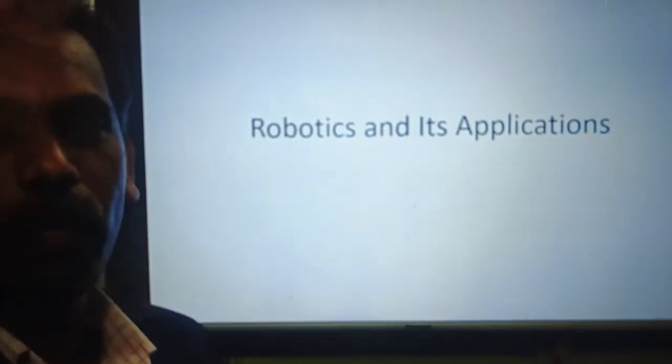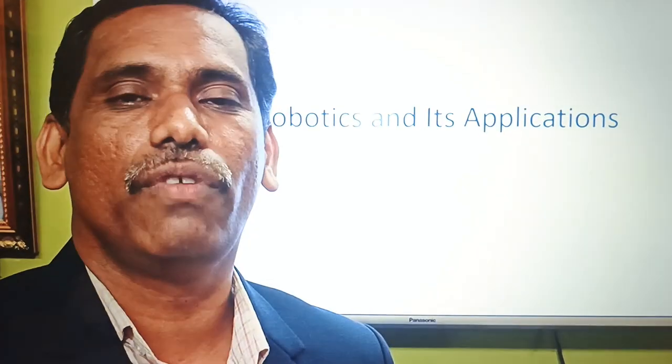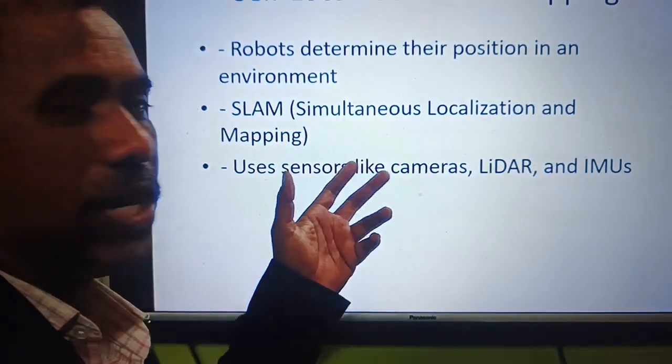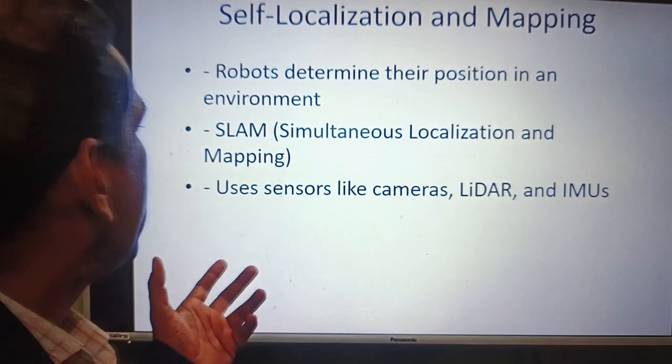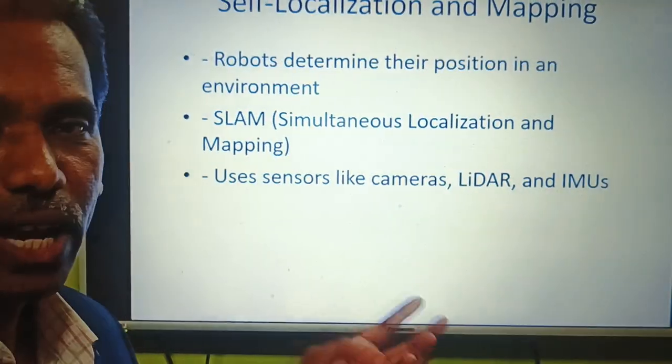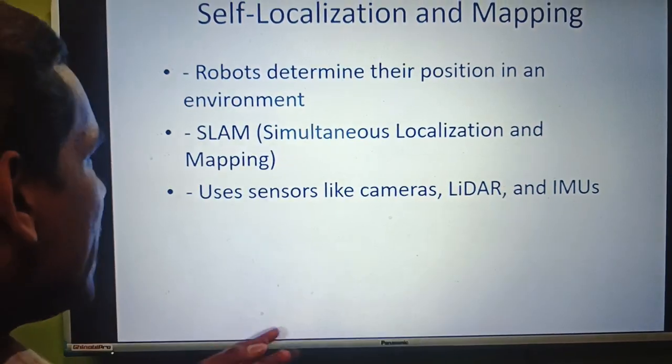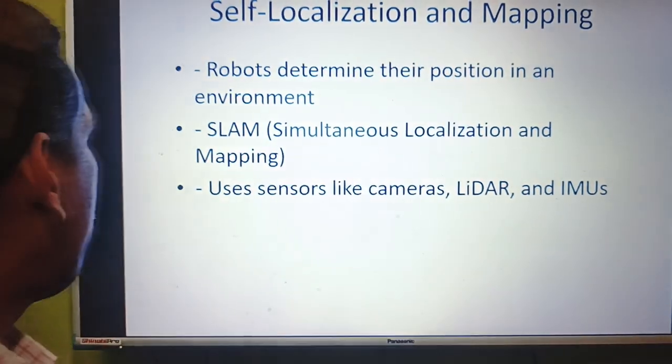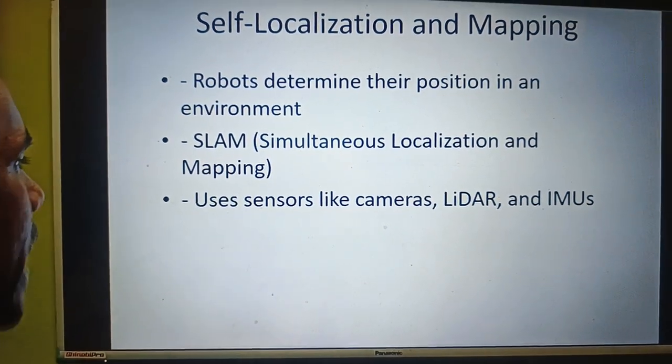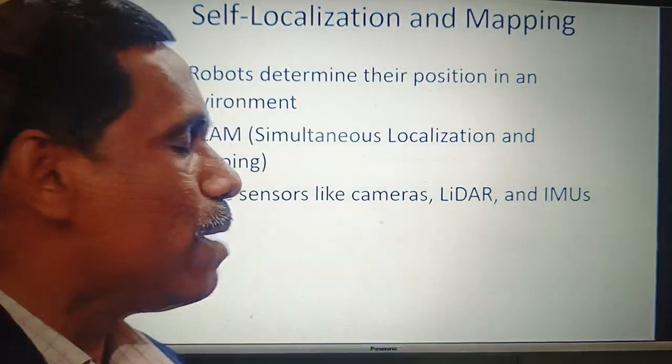Today, I would like to teach about robotics and its applications. Unit: localization and mapping. Robots determine their position in an environment, and simultaneous localization and mapping uses sensors like cameras, lidar, and IMUs.